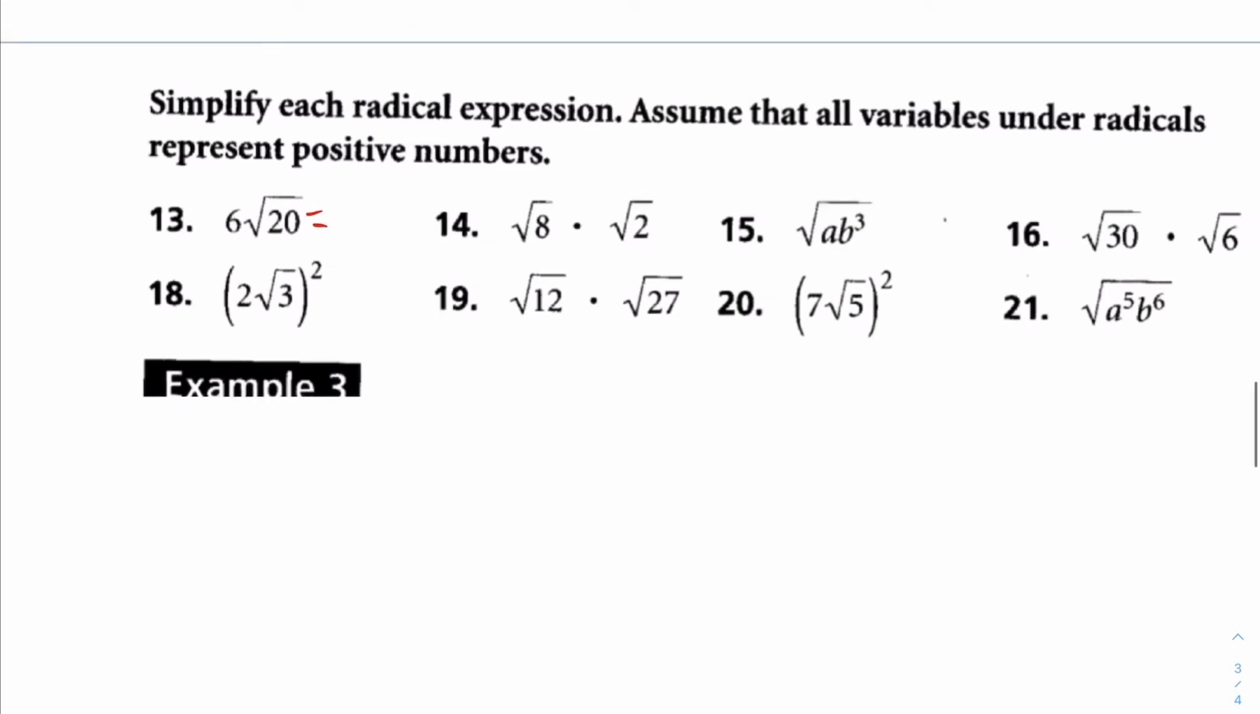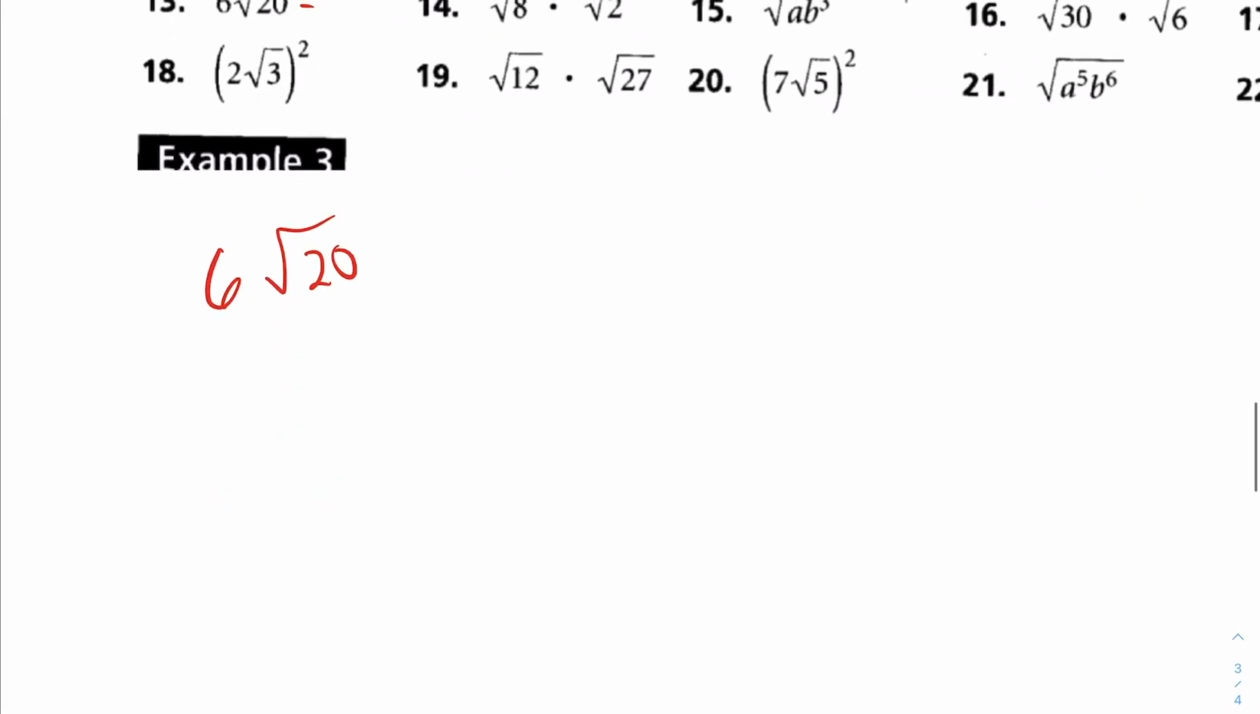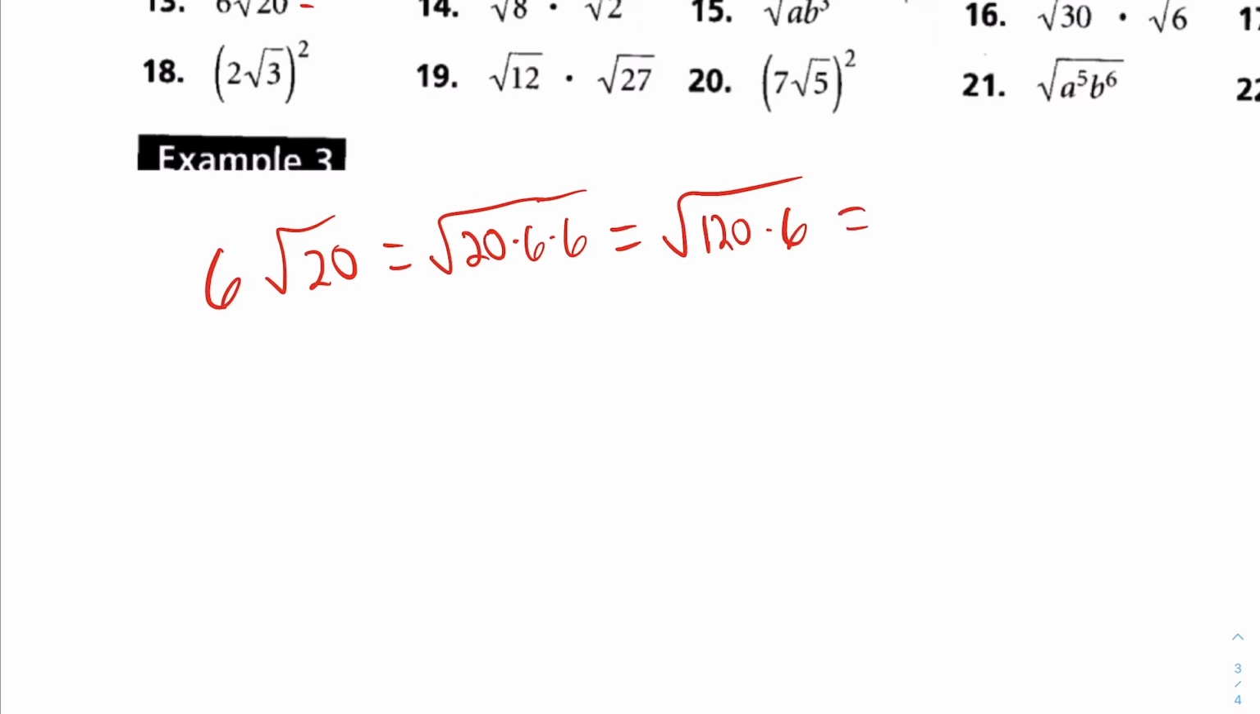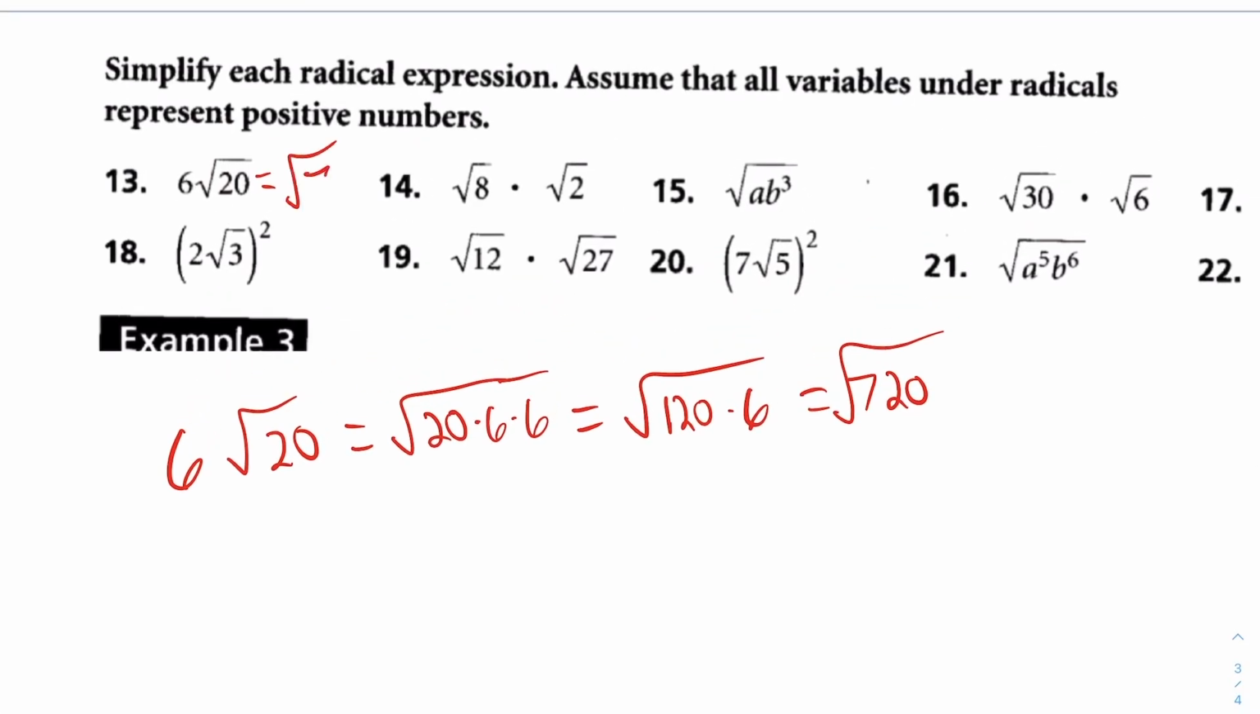Let's do number 13 first, since I already wrote the equal sign off of that. 6 square root of 20. If there is a 6 outside of the radical, that is equivalent to having two 6's inside. So 20 times 6 is 120. We have that other 6, so we're going to do 120 times 6. And I believe that would make 720. But we are still under the square root. And that's all that we can do. That's the answer. Square root 720.